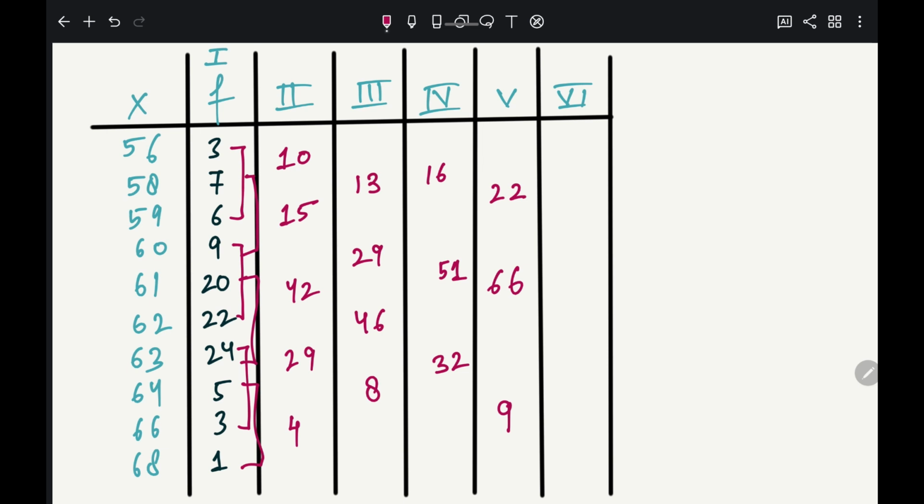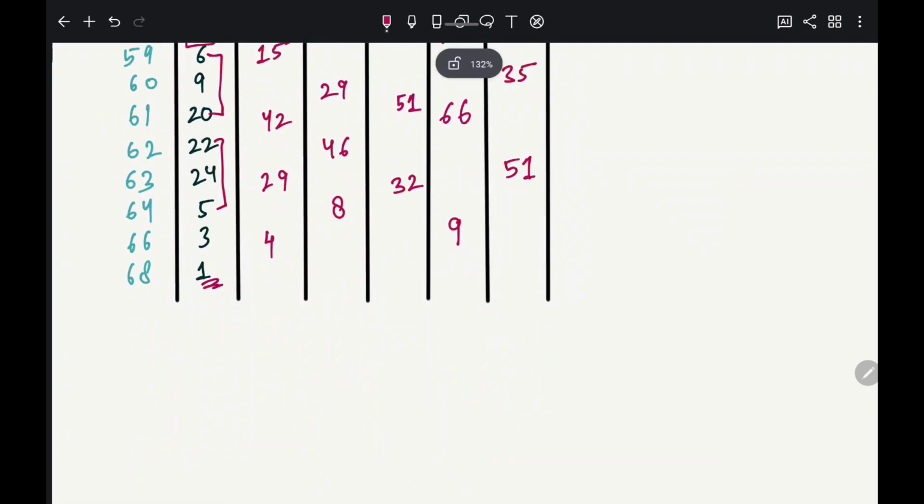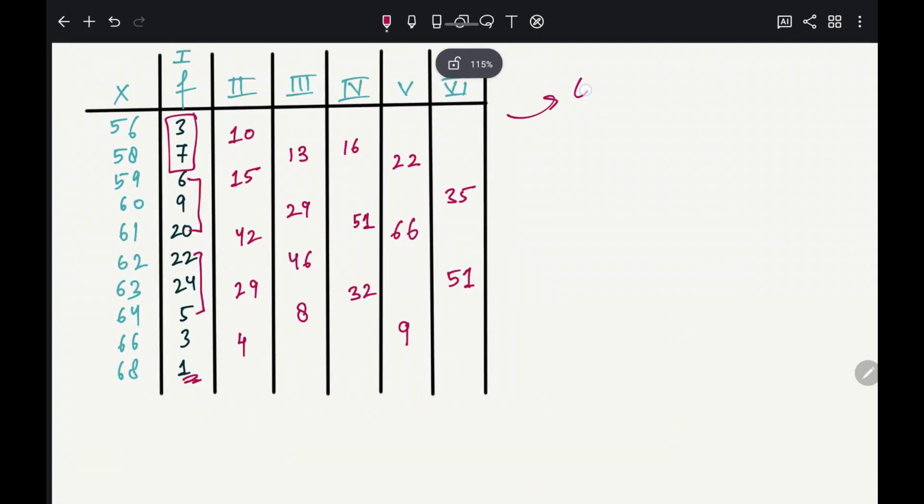And now we have our last column left, which is the sixth column. In this column, we will leave the first two frequencies. We will not take them, and then we will add these three frequencies. Let me clear it up a bit. So we will leave both of these frequencies and add these three, and because there are only two left, we can't add them, so we will leave them as they are. So we will get 35 and 51. That's our grouping table.